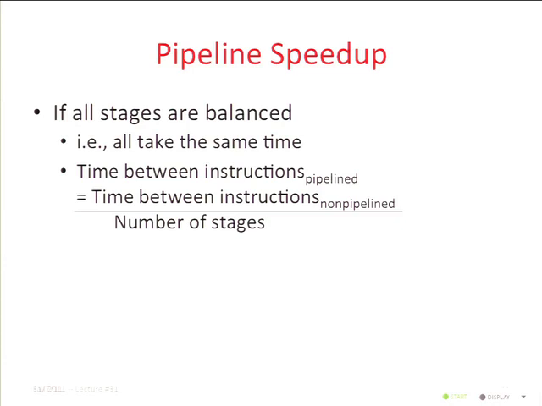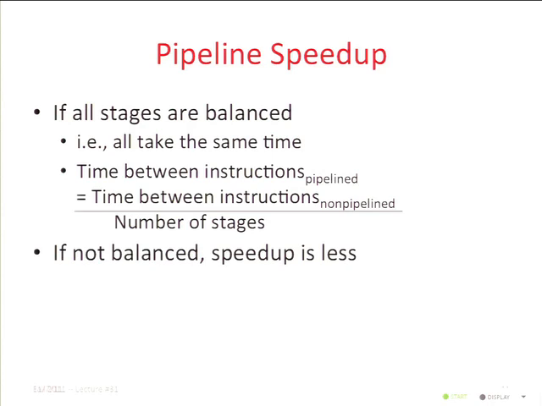If it's not balanced, then you're not even going to do this well. For example, in the case we looked at, we started at 800 and ended up at 200, even though we had 5 stages, and that's because some of the stages were shorter than others.